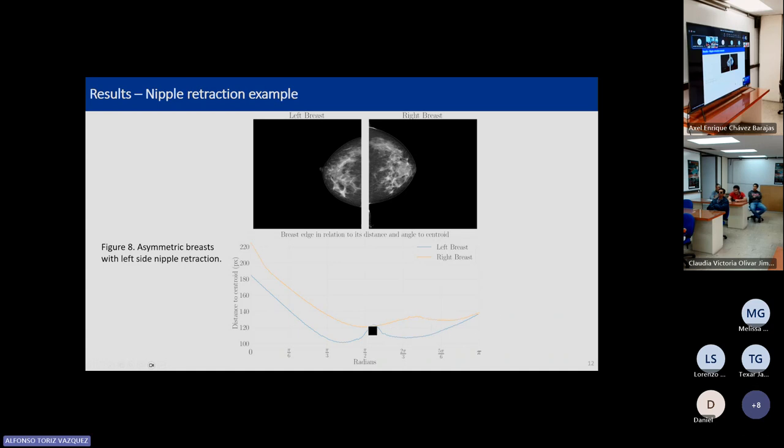And it can be seen when plotted, for example, here, the right breast doesn't show a nipple because it is retracted or inverted, and the left breast does show it. It is interesting because not every time, but some of the times that a nipple is retracted on just one side of the breast, it's an indicator of a possible pathology that must be explored and analyzed.